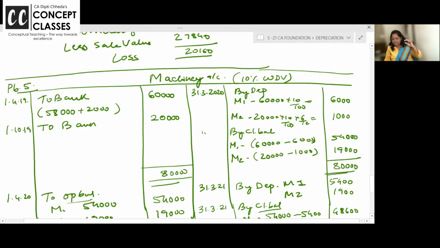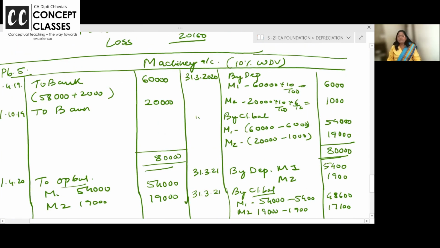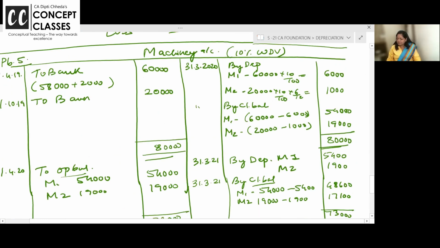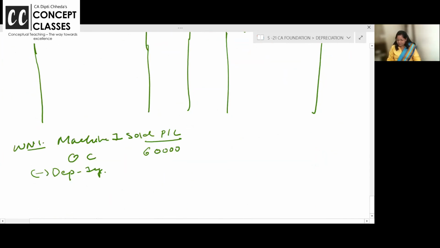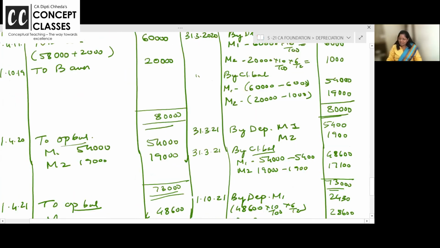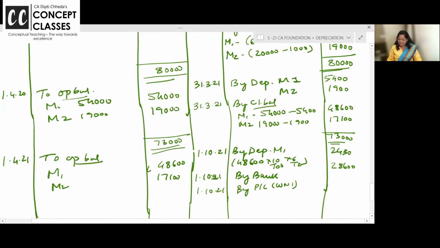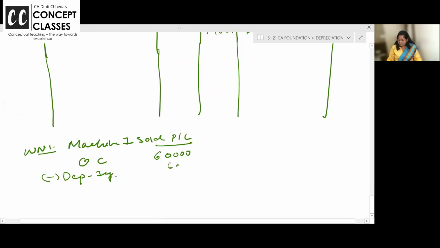Last time, look at the screen. If it is SLM, 2-3 years depreciation we can charge together. But you can't do like that here because every year this is changing. So first year, how much is the depreciation on machine 1? 6,000. Depreciation 2, 5,400.